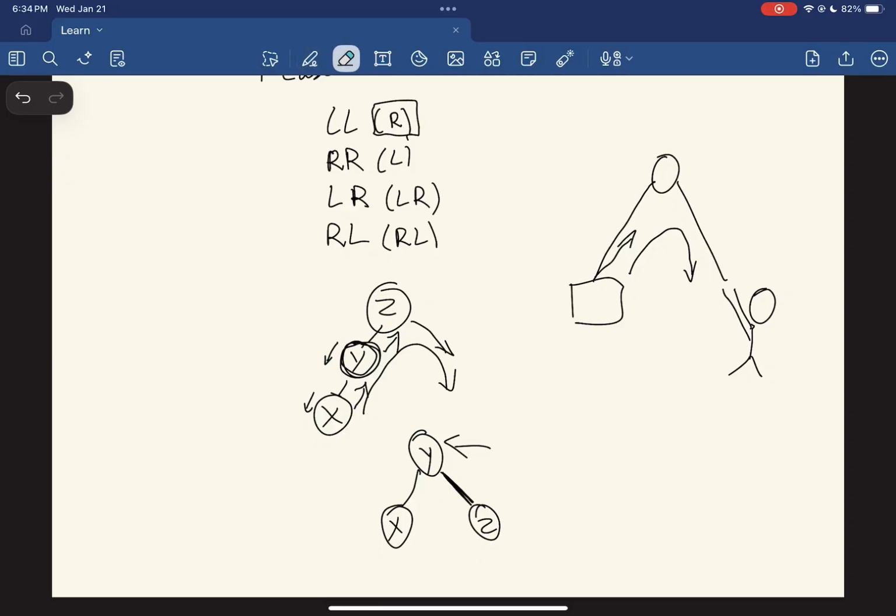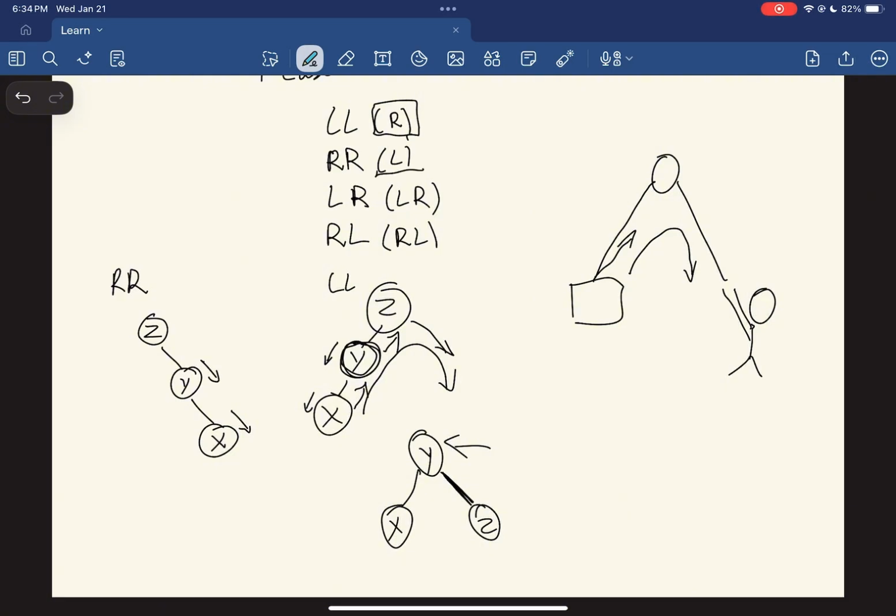All right, so now we did the LL. This is the LL case, by the way. Let's do an RR case. So the RR case would be, again, the mirror side. As you can see, we have a right here and then another right here. This is unbalanced. So what you do is you do a left rotation.